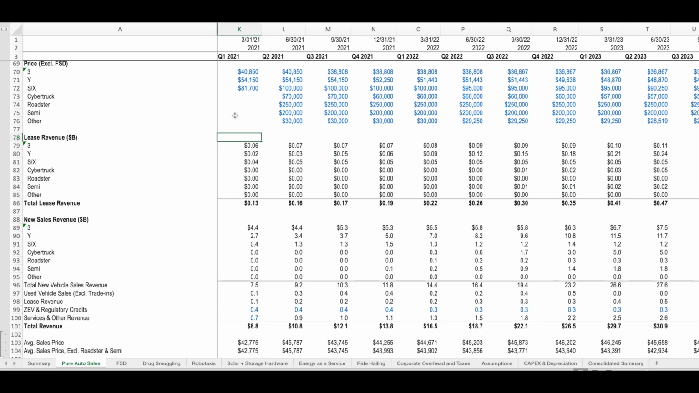We're then using these prices in conjunction with the delivery numbers that we've shown above to calculate total lease revenues as well as total new sales revenues. These are done by model and then aggregated into total vehicle sales. So in row 86 here, we have total lease revenue. In row 97, we have total new vehicle sales revenue. And then we are adding in below that used vehicle sales, lease revenue, regulatory credits, and then services and other revenue. This gets to a total revenue line, which is calculated in row 101.